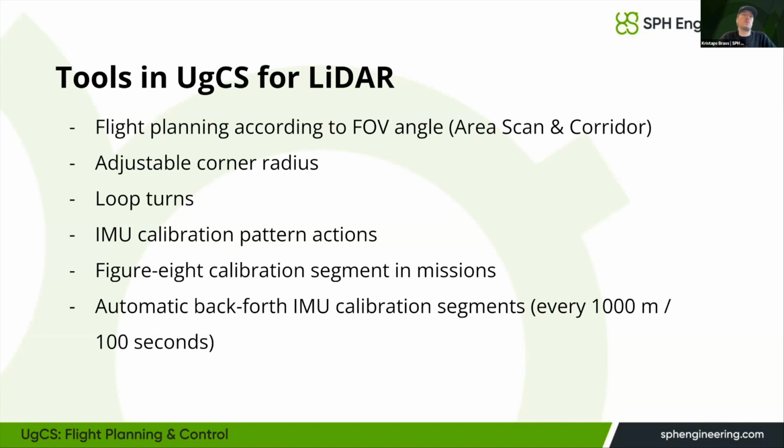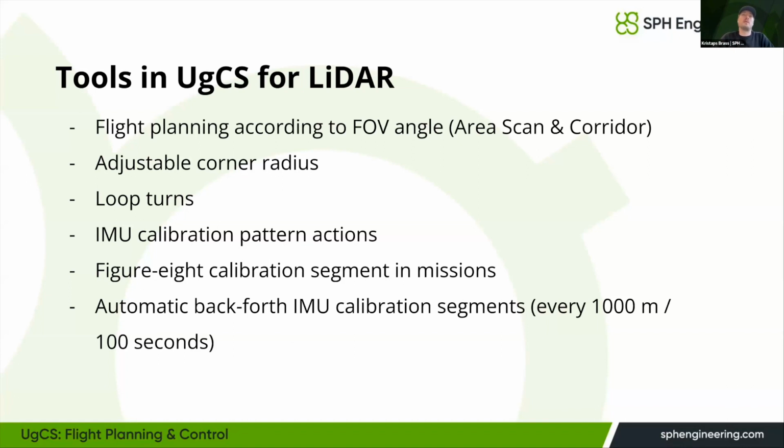So coming back to what you see here on the screen. Firstly, for LiDAR, we have flight planning according to the field of view angle of the LiDAR sensors. This we have in our LiDAR area scan and LiDAR corridor flight planning tools. Since it only needs the field of view angle, this means that with UgCS, you can plan your LiDAR flights for almost any LiDAR sensor. So I know many guys who, for instance, start out with the DJI L1 and then move on to better LiDAR units such as those made by YellowScan, for example. That's one thing. These tools I'll show to you in just a moment.